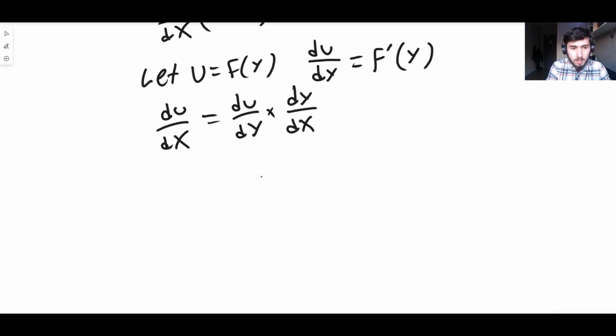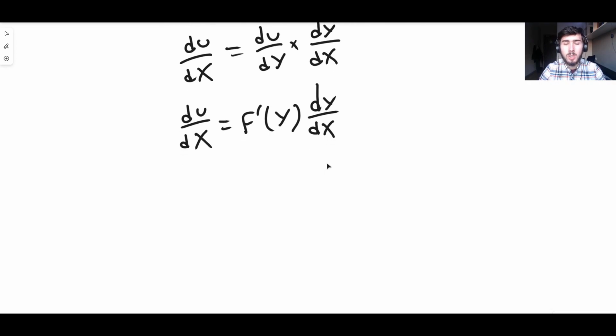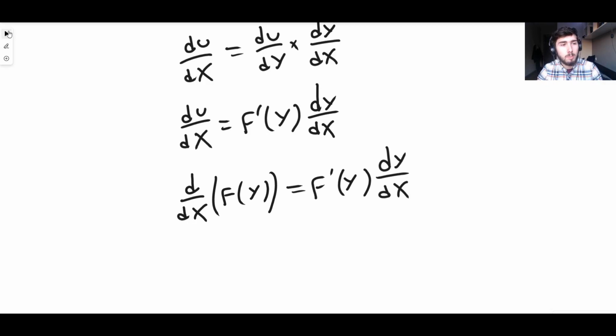Awesome. So what that means is du/dx is equal to du/dy, which is f prime of y, multiplied by dy/dx. Awesome. And so remember what we said u was. We said that u was f of y, which means that the derivative of f of y is the derivative with respect to y of f of y multiplied by dy/dx. That is the idea behind implicit differentiation.